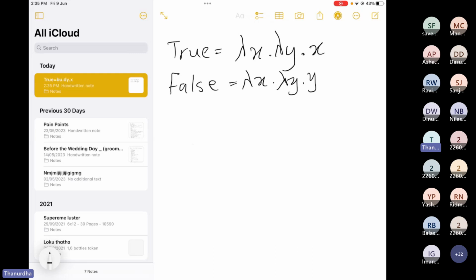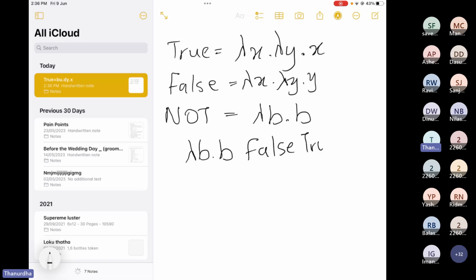The logical operator we are going to use today is not. First of all, we have to write a function for this, right? So we're going to write not equals lambda b dot b. This b will be either true or false. We're going to apply it to false, and then we're going to apply it to true. So if we write this function as a whole, it's going to be lambda b dot b false true.